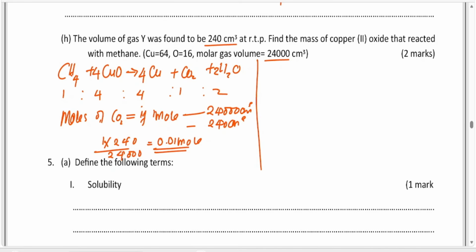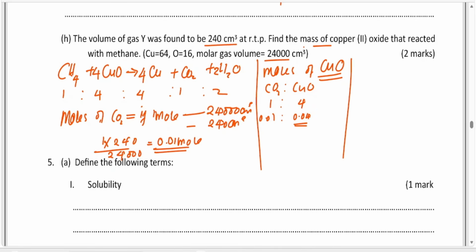So the mass of copper 2 oxide, because that is what we want to get. First I get the moles of copper 2 oxide. In this case, the mole ratio between carbon 4 and copper 2 oxide is 1:4. And I already have the moles of carbon 4, which is 0.01. So automatically this becomes 0.04 moles of copper 2 oxide.